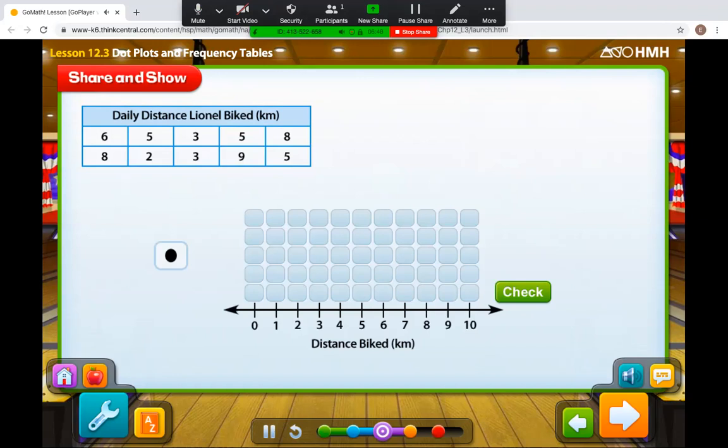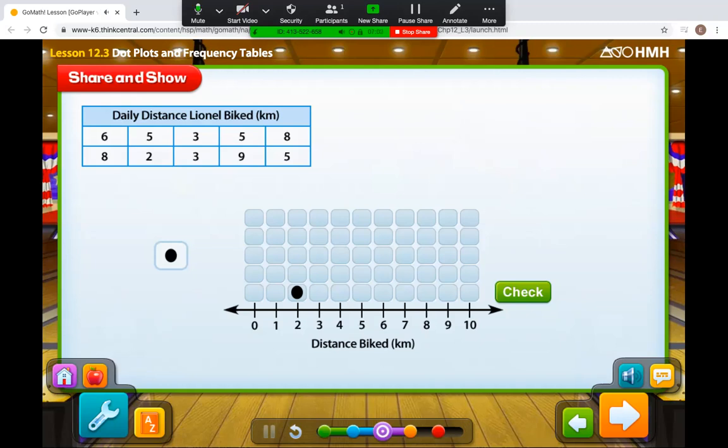Drag dots to complete the dot plot. So, do I have any number 0 here? No, so I can skip this number. What about number 9? Also, it's not present in the table. I can skip it. For number 2, let's see, I have it only one time, so I'm going to plot only one dot above number 2.